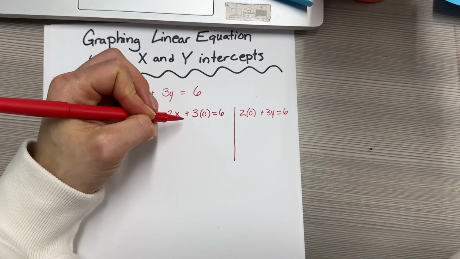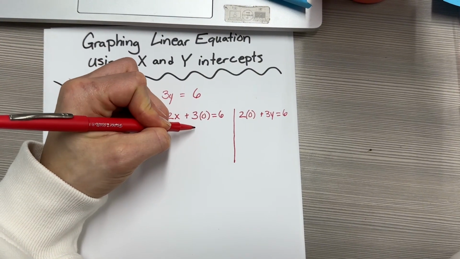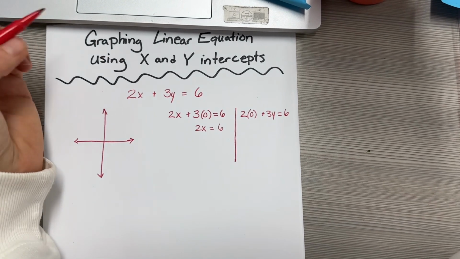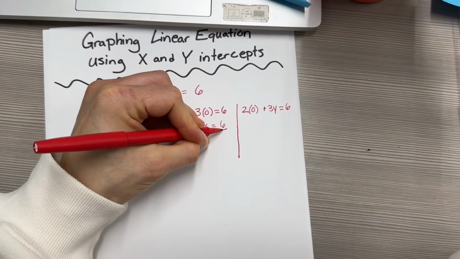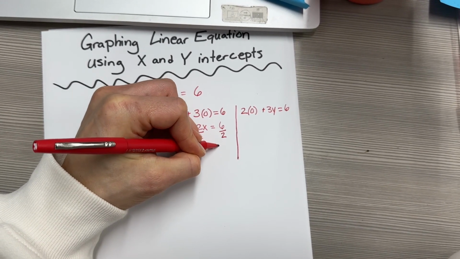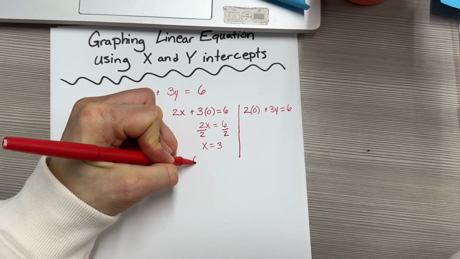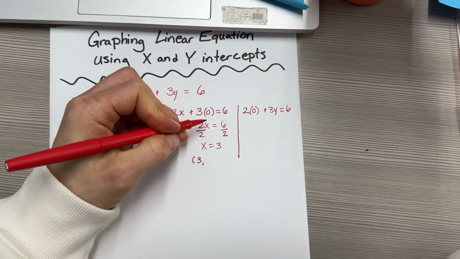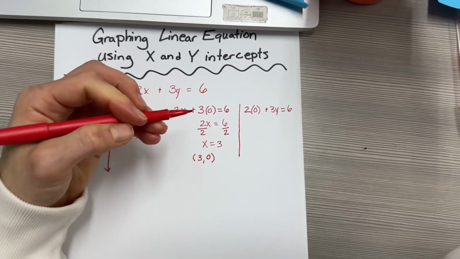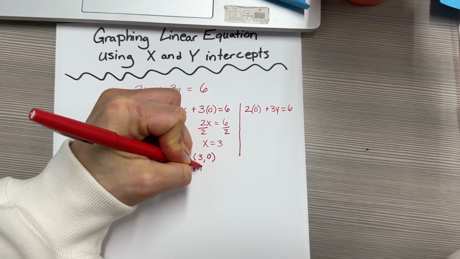So let's just do this one first. 3 times 0, that gives me 0, so all I have left is going to be my 2x, and that's going to equal 6. Then we divide out that 2. X is equal to 6 divided by 2, which is 3. So what that means is when I'm writing my ordered pair, my x is 3, x always comes first, and my y was 0, remember, because my y was here, so y is 0. So this 3, 0, this is going to be my x-intercept.